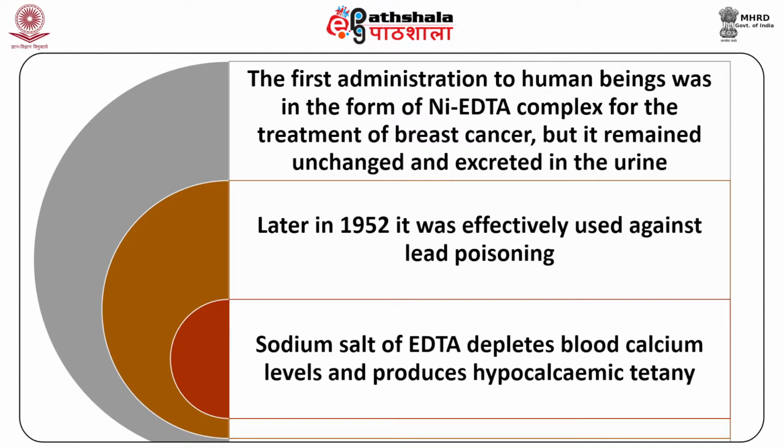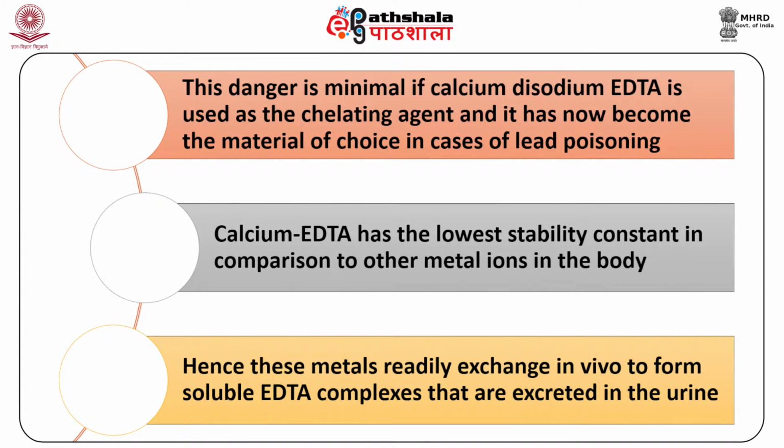The first administration to human beings was in the form of nickel EDTA complex for the treatment of breast cancer, but it remained unchanged and excreted in the urine. Later in 1952, it was effectively used against lead poisoning. Sodium salt of EDTA depletes blood calcium levels and produces hypocalcemic tetany. This danger is minimal if calcium disodium EDTA is used as the chelating agent, and it has now become the material of choice in cases of lead poisoning.